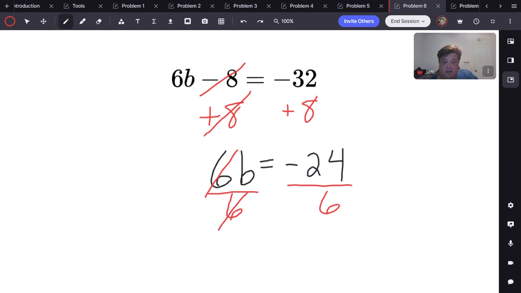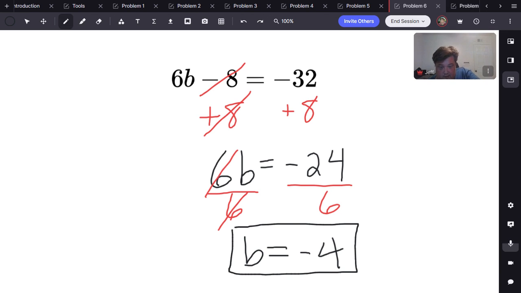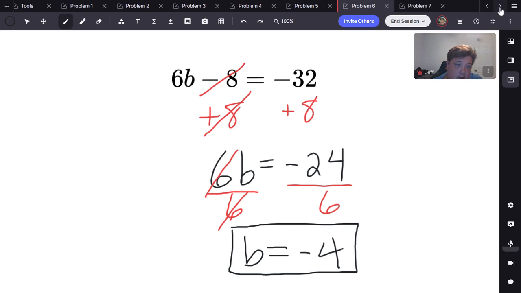When you do that, 6 divided by 6 is 1, and 1 times b is just going to be b. So now you end up with b equals, and then -24 divided by 6. 6 is going to go into 24 4 times. But since one of the numbers is negative, negative divided by positive is going to come out negative. So it's going to be -4. All right. Very nice.